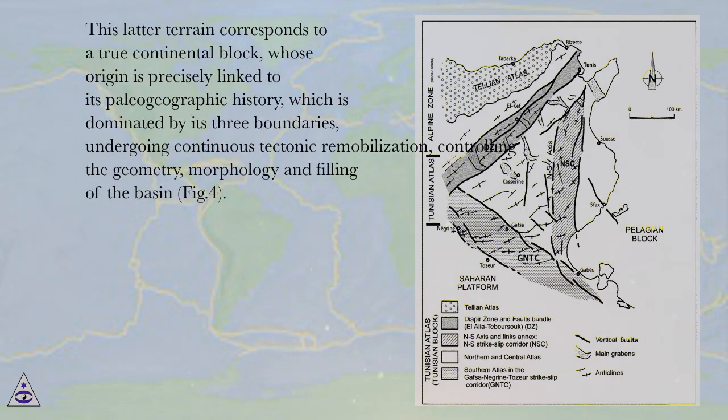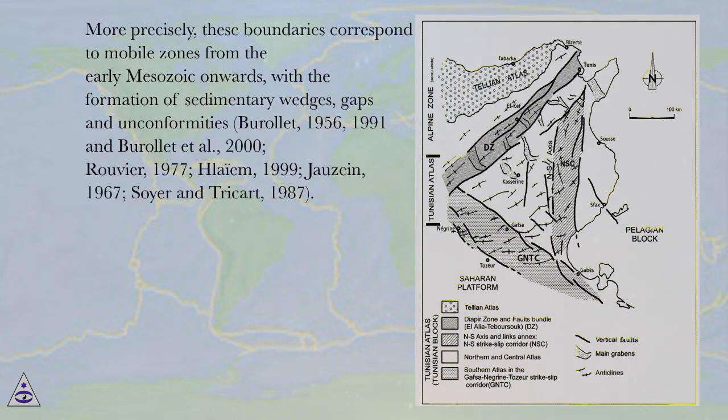This latter terrain corresponds to a true continental block, whose origin is precisely linked to its paleogeographic history, which is dominated by its three boundaries, undergoing continuous tectonic remobilization, controlling the geometry, morphology and filling of the basin, Fig. 4. More precisely, these boundaries correspond to mobile zones from the early Mesozoic onwards, with the formation of sedimentary wedges, gaps and unconformities, Biely, 1956, 1991 and Biely et al., 2000, Rouvier, 1977, Layam, 1999, Jauzein, 1967, Sawyer and Tricart, 1987.